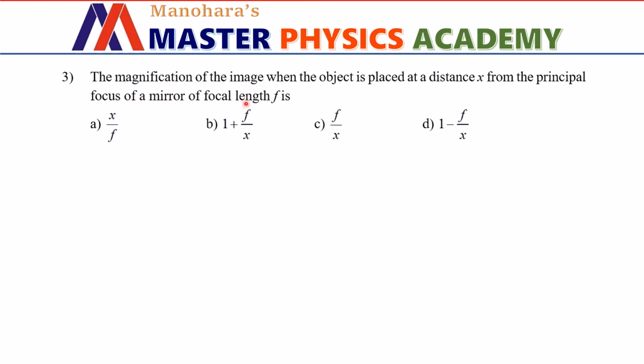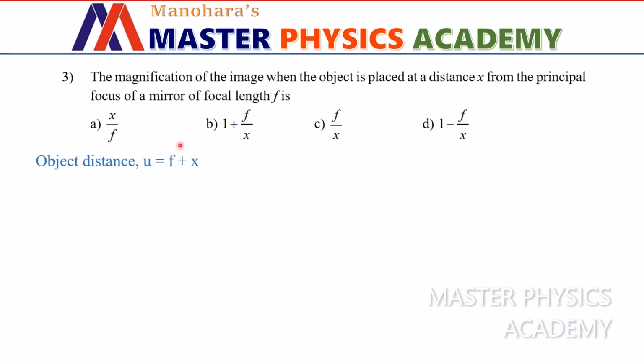The magnification of the image when the object is placed at a distance x from the principal focus of a mirror of focal length f is? Here, it is not clearly mentioned on which side of the principal focus the object is placed at a distance x. Hence, there are two options. One option is f + x, the other one is f - x. We shall take f + x as the object distance and proceed further.